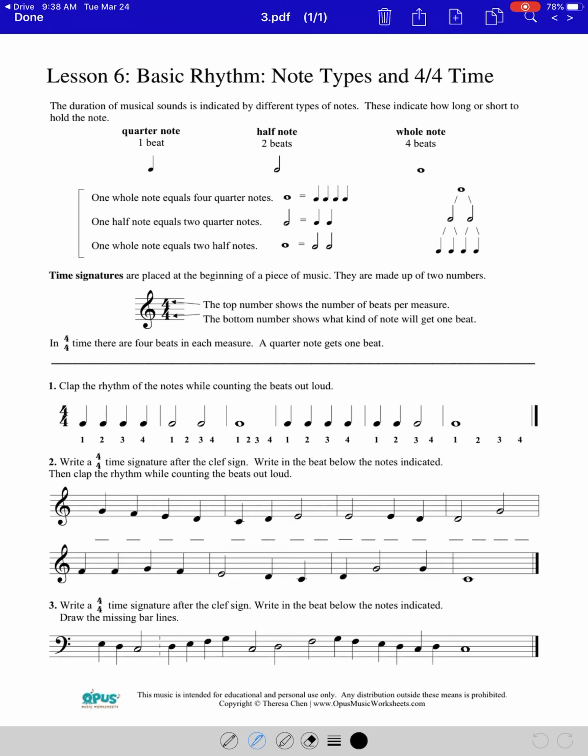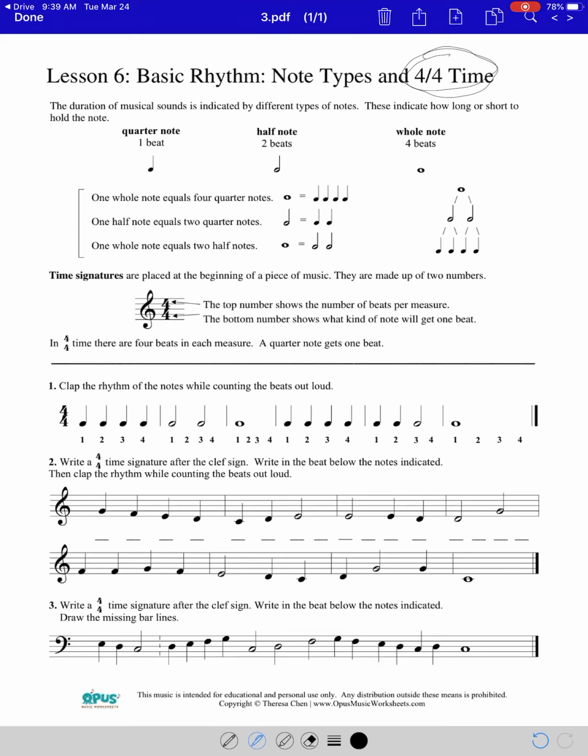So what we have here is building off what has come in the couple of worksheets before this one. So we're going to be looking at some basic rhythm and note types in something called 4/4. Okay, that's really important, the 4/4. The note types are going to be notes that you have already seen.